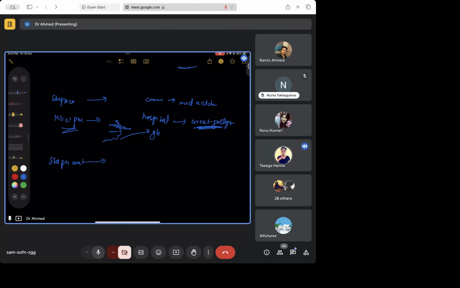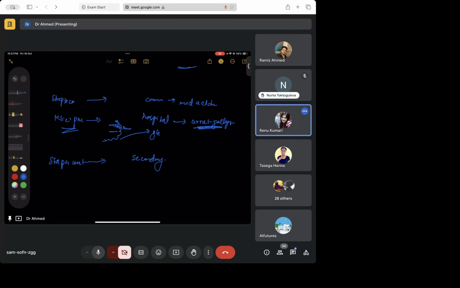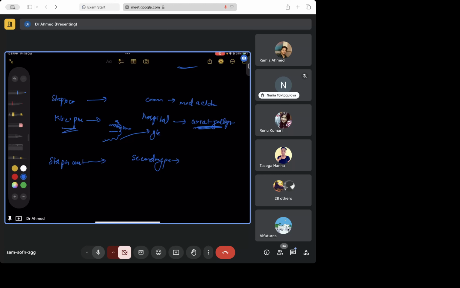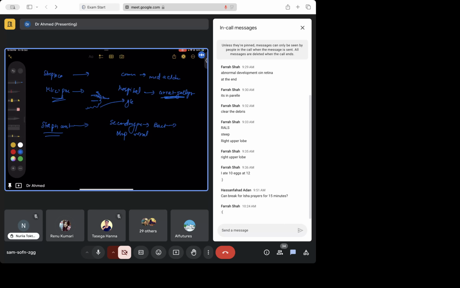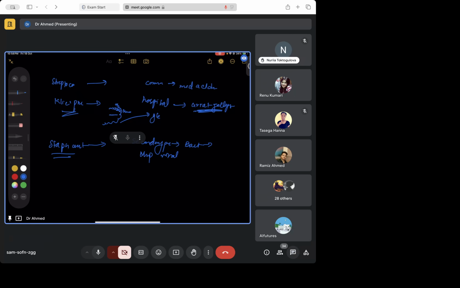It's the most common cause of secondary pneumonia. What do we mean by secondary pneumonia? Post-viral. For example, if we already have a bacterial pneumonia, and upon that we have some viral upper respiratory tract infection, it's basically known as secondary pneumonia. So Staph aureus is the most common cause of secondary post-viral pneumonia, although there are certain other bugs.